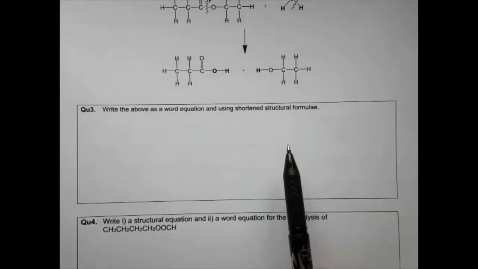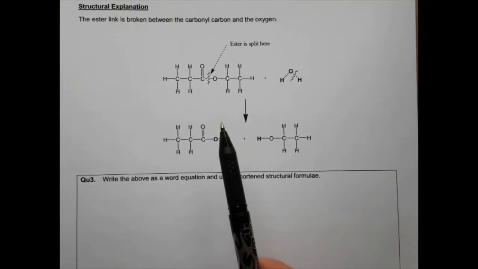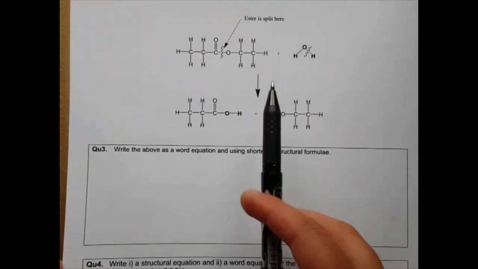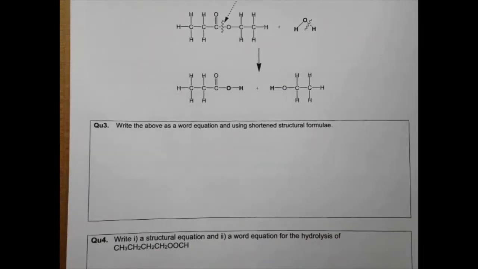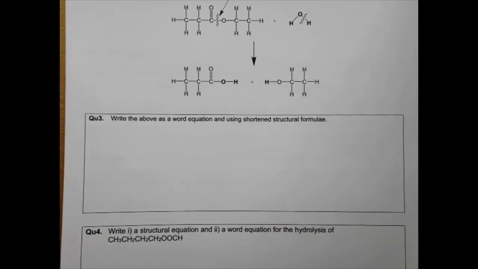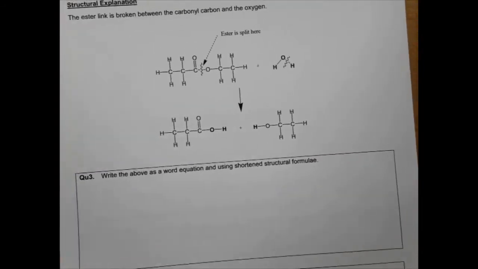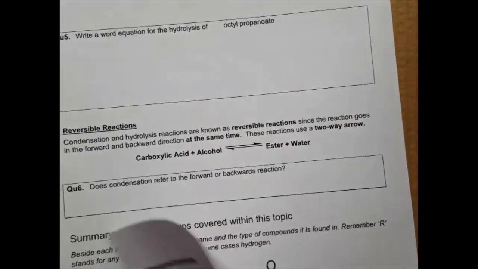Remember, in both of these, your word equations are always going to be ester plus water makes an alcohol plus carboxylic acid. You just need to give the specific names of the ester and acid and alcohol involved. So please just let me know via email or Teams if you've got any questions with those. I think you should be okay with it though.